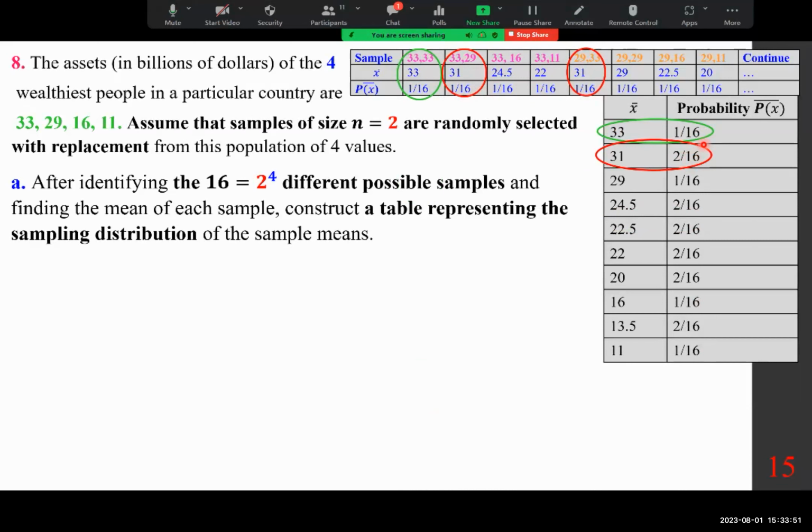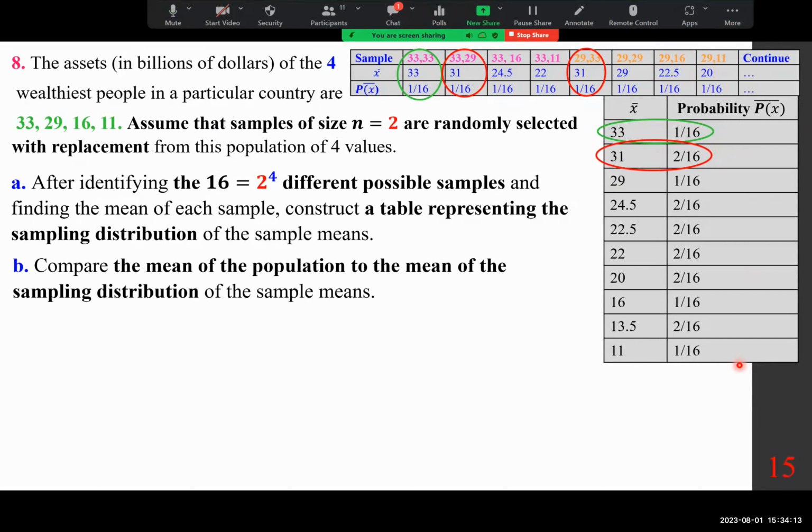In other words, any number with itself, there's only 1 out of 16. But with any other number, it is 2 out of 16. For example, 29 with itself is 1/16, and so on and so forth. So this is the probability distribution table. Compare the mean of the population to the mean of the sampling distribution of the sample means. This is called the sampling distribution of the sample means.